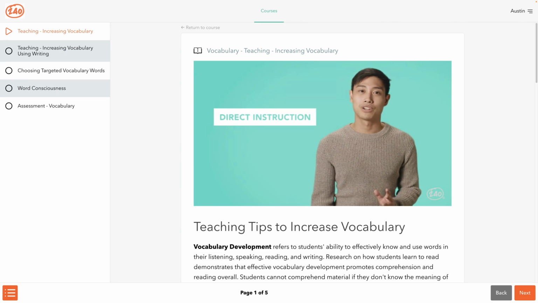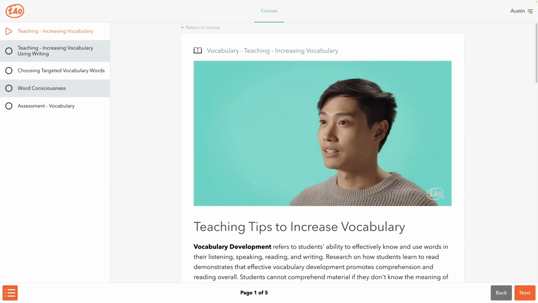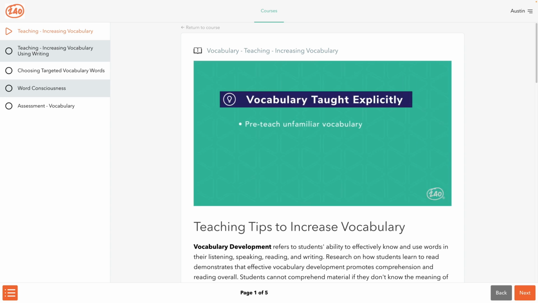Even though many words are learned indirectly, some vocabulary words, especially those academic in nature, must be taught directly. Strategies that can enhance students' direct vocabulary development include: pre-teach unfamiliar vocabulary before having students read a text. Focus on words that support the big ideas. This method can improve comprehension of the text while providing the opportunity to learn new words.